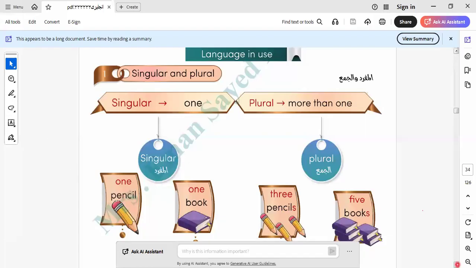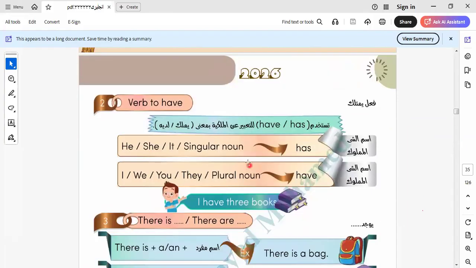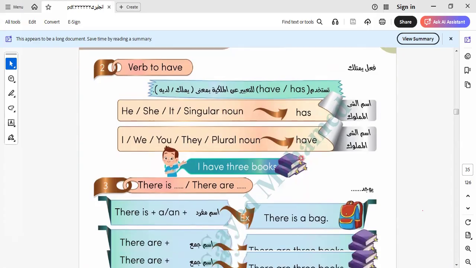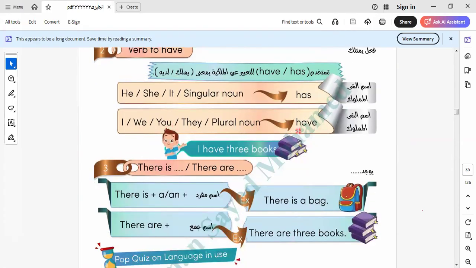Okay. Let's go to another one here. Here we talk about verb to have. What is the meaning of verb to have? Have means something belongs to me. He, she, it take has. You, we, they take have.